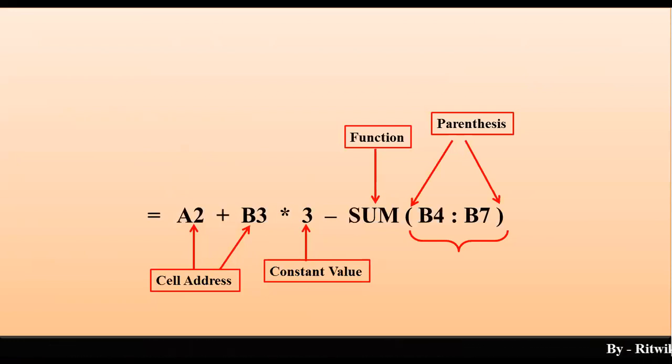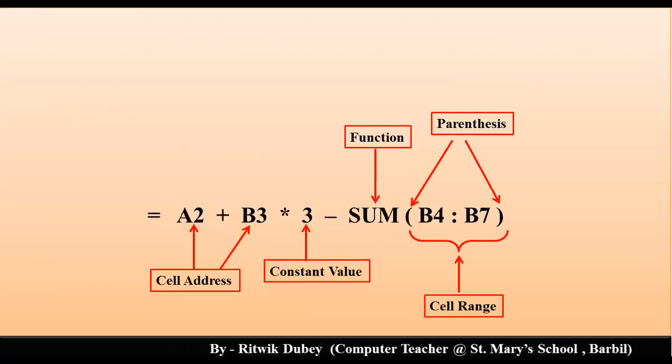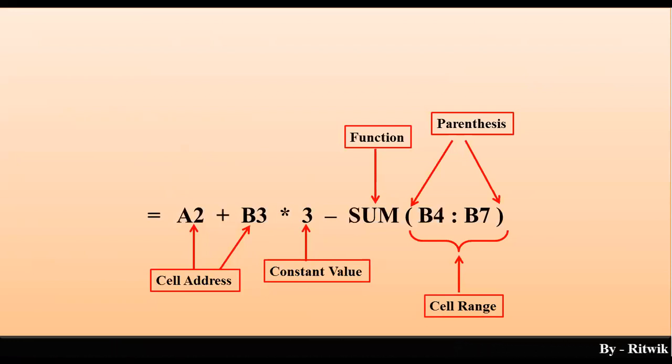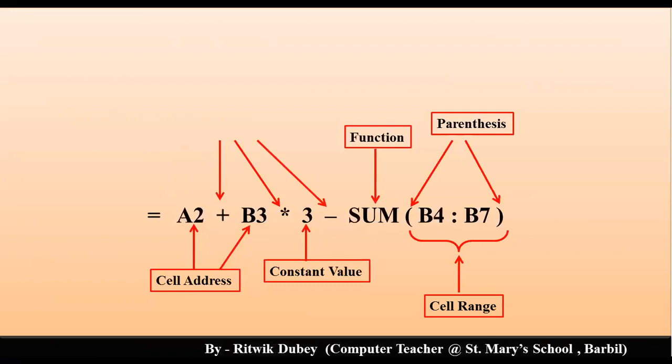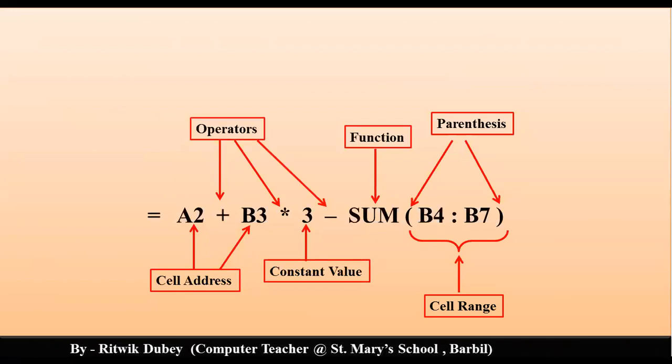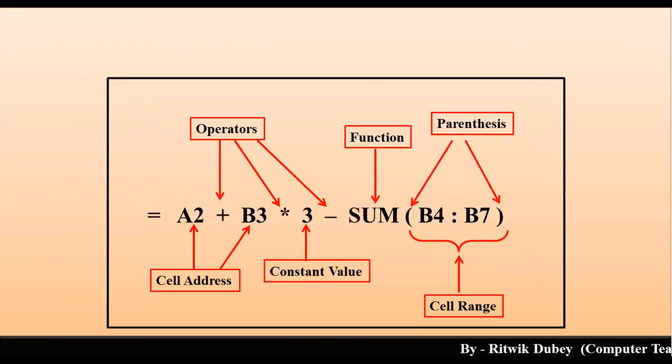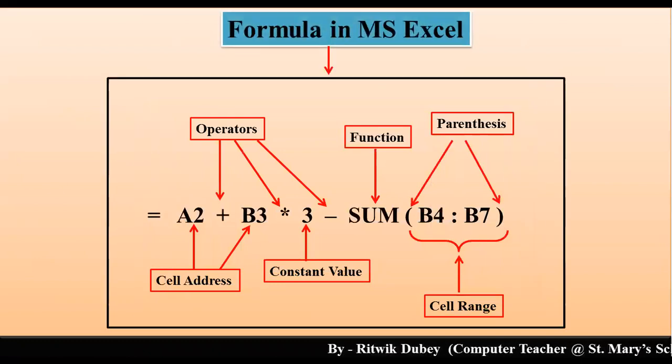So what is B4 is to B7? B4 is to B7 is your cell range. Cell range means group of cells, from B4 to B7. Then what is plus and this into and minus? These are operators. Clear? Now all together it will be called a formula.